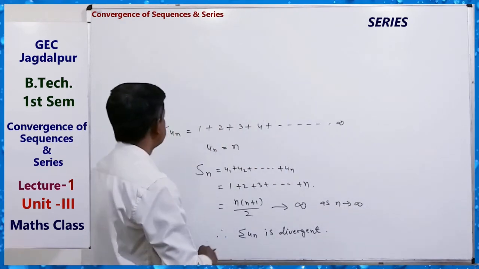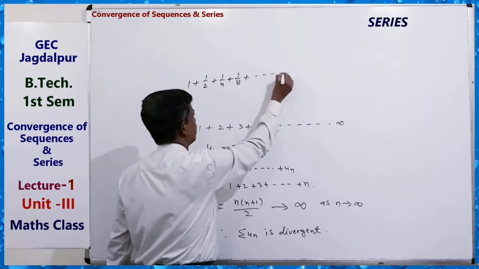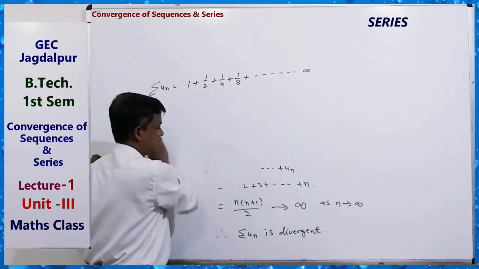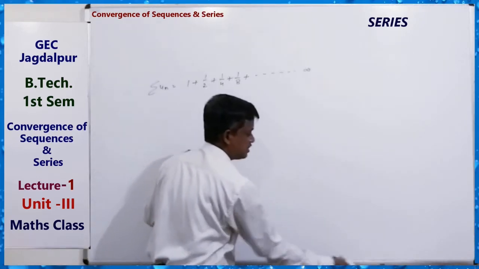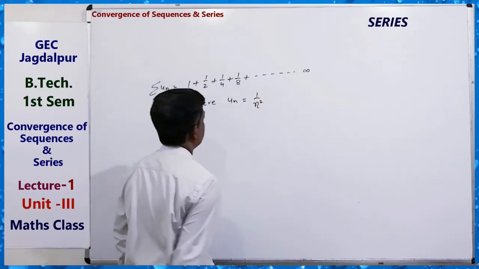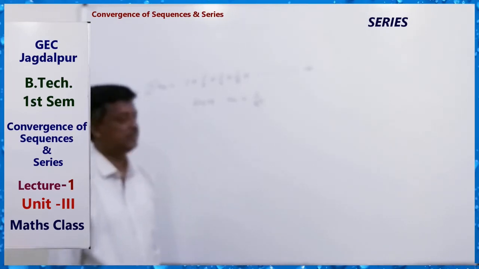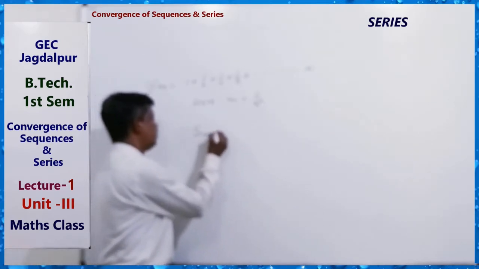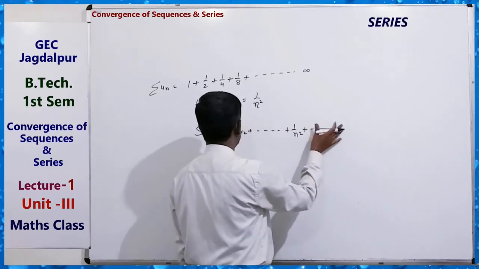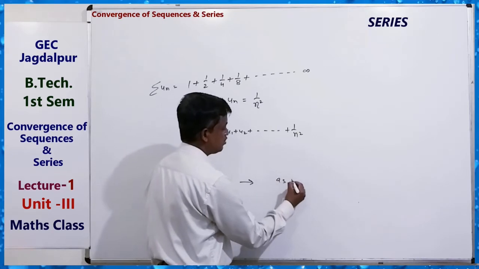And suppose the series 1, 1 by 2, 1 by 4, 1 by 8. What can you say about it, whether it is divergent or convergent? Here the nth term un equals 1 by n square. Very clear. So we can find the partial sum: u1 plus u2 and so on up to 1 by n square. Sn equals this. But finally, what does Sn tend to as n tends to infinity?